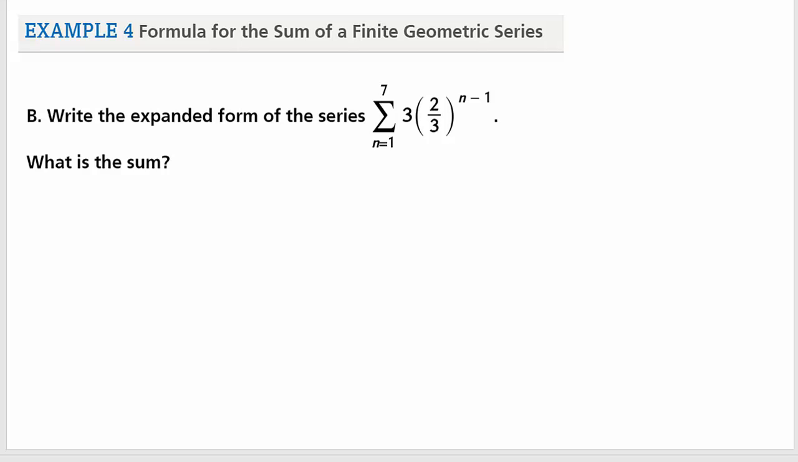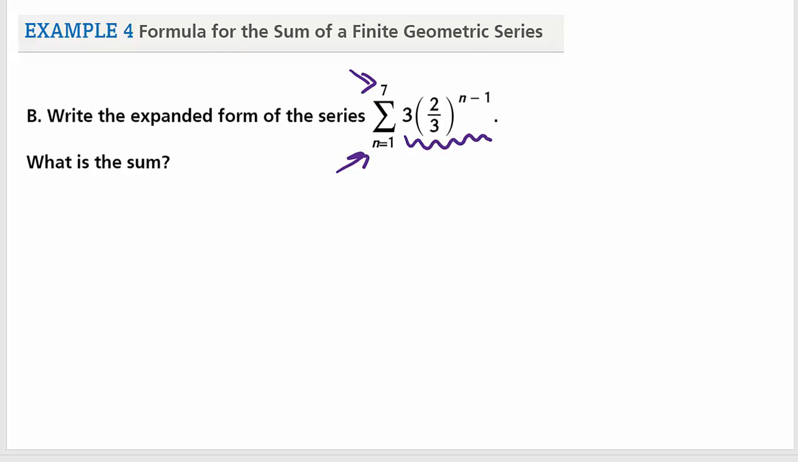Example 4. Use the formula for the sum of the finite geometric series and write our sigma notation in expanded form. Remember, this oversized E is actually called a sigma, and it means to find the sum of terms. It is specifically asking us to find the sum from the first term to the 7th term. So we need to write down all 7 terms.